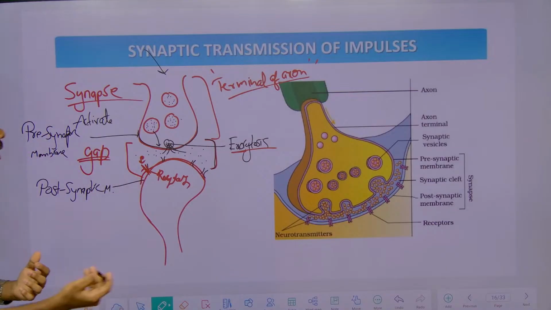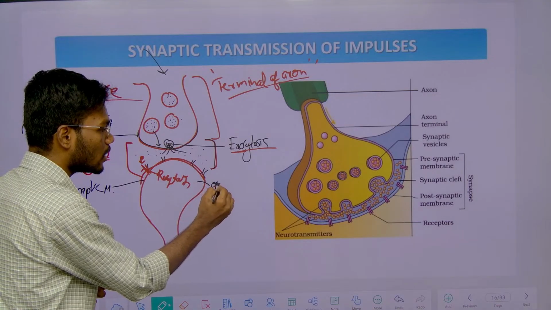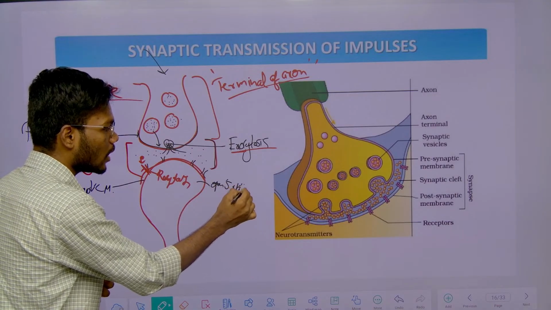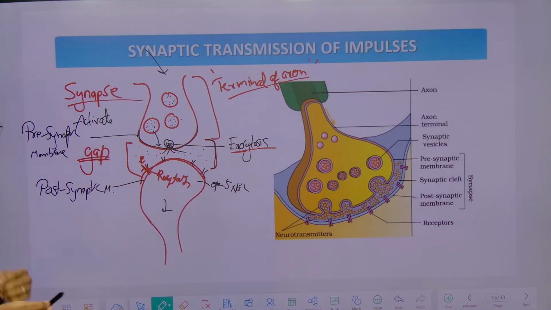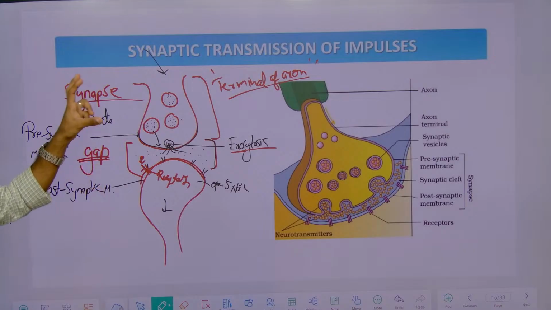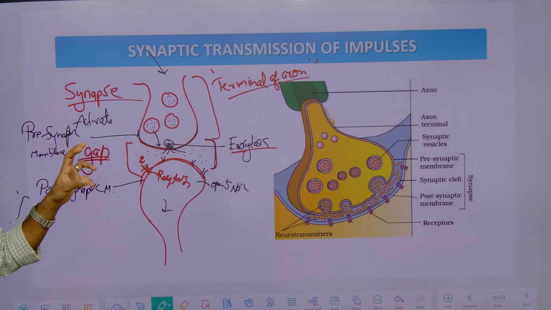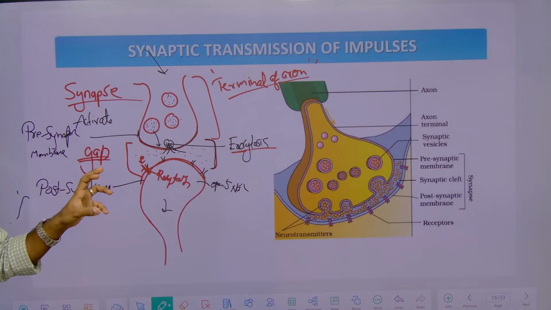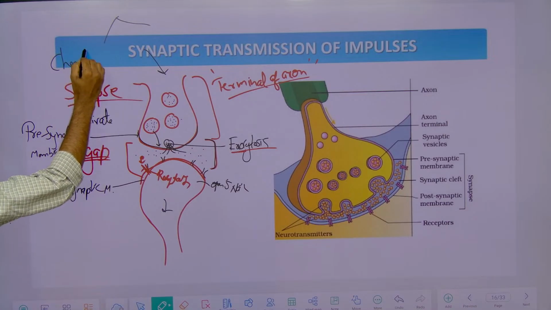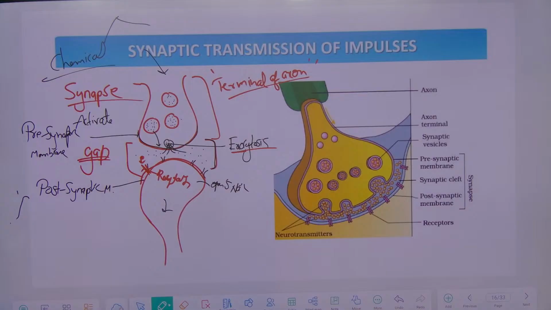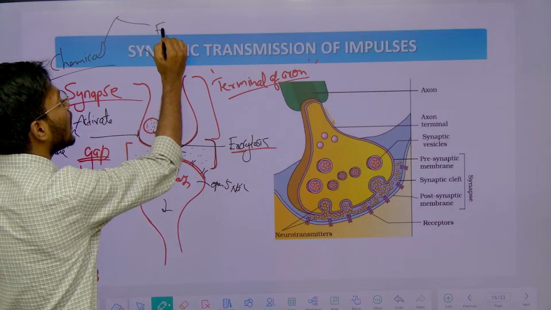Then what happens? Some channels open, such as sodium channels. Again this neuron will be initiated. There is a generation of action potential, or a generation of impulse occurs. This is how one impulse is transferred from one neuron to another neuron. So there are two kinds of impulse transfer. One is chemical, with the help of neurotransmitters. Another one is electrical.